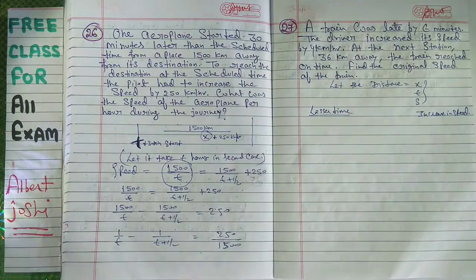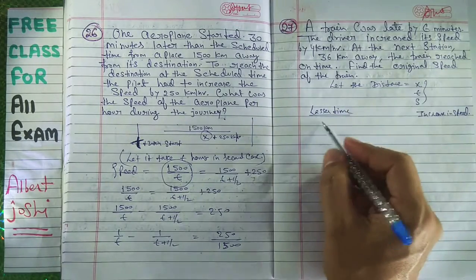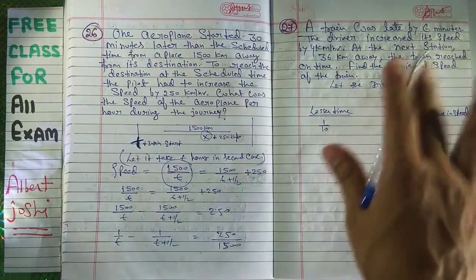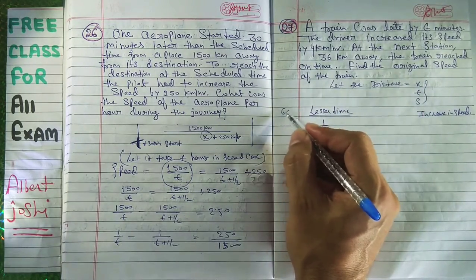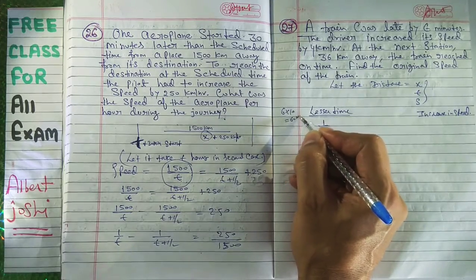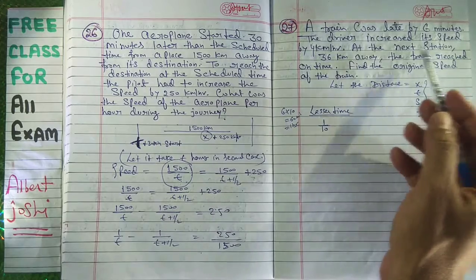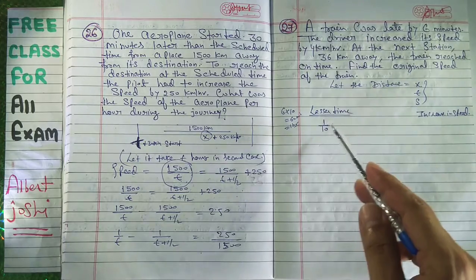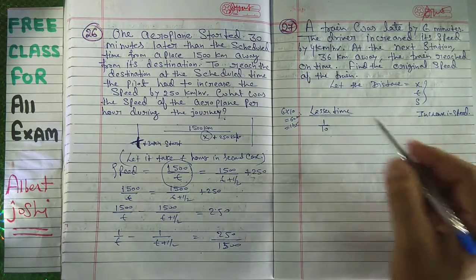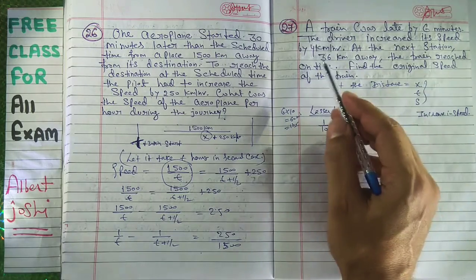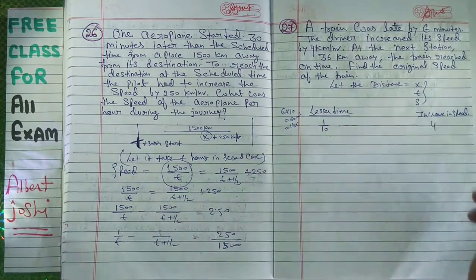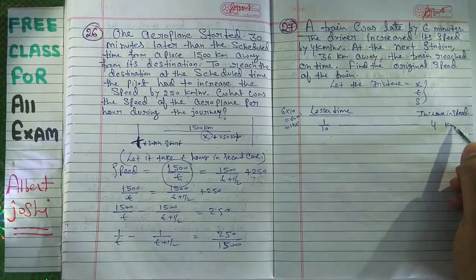Now the same question here also. A train was late by 6 minutes. So 6 minutes is the 1 upon 10 part of an hour. You know that 6 into 10 is equal to 60 minutes, and 60 minutes is equal to 1 hour. Your speed is in kilometer per hour, so we have written this in hours. So that is 1 upon 10. Whenever you have 1 upon 10, in this condition you have increased the speed by 4 kilometer per hour.